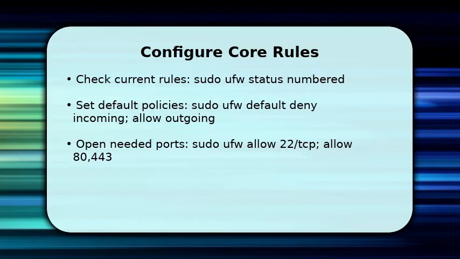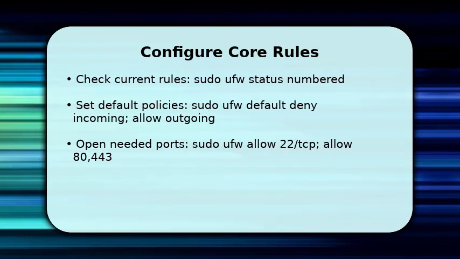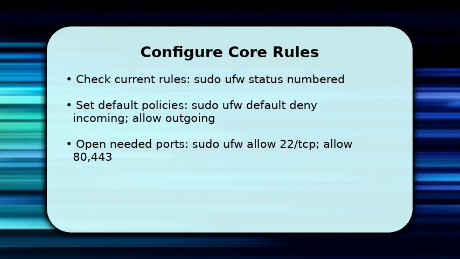You now configure core policies. Start by checking existing rules with sudo ufw status numbered so you don't duplicate entries. Then set safe defaults: sudo ufw default deny incoming and sudo ufw default allow outgoing, to block unsolicited inbound traffic while allowing normal outbound connections.